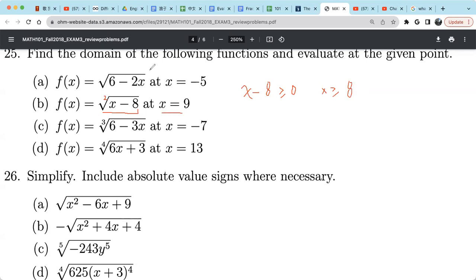Now we want to evaluate at x equals 9. So f of 9 equals, we just plug in, square root of 9 minus 8. Let me add the square root in with my pencil. 9 minus 8 is 1. Square root of 1 is just 1. So f of 9 equals 1.